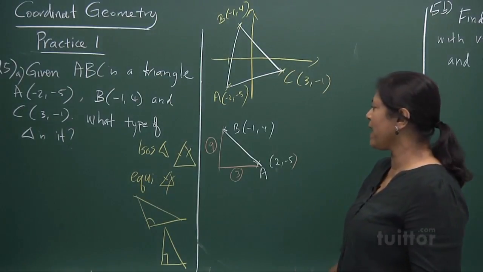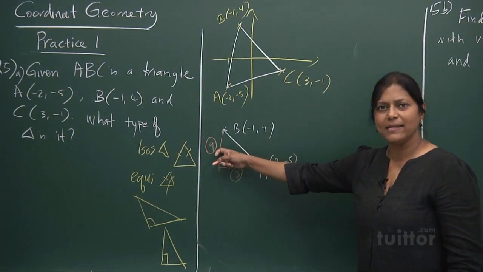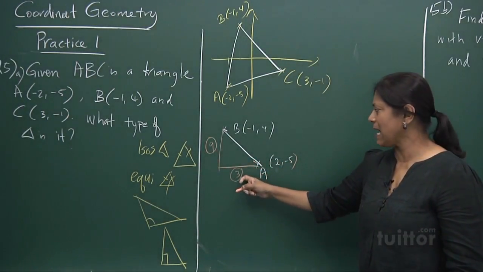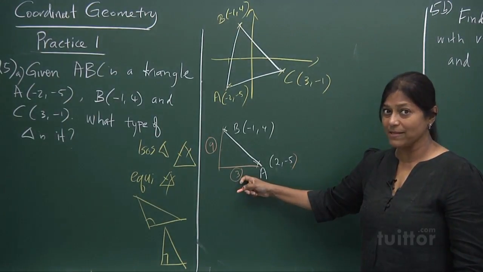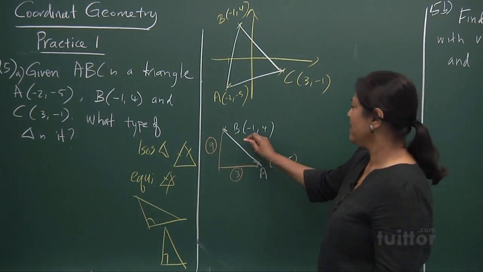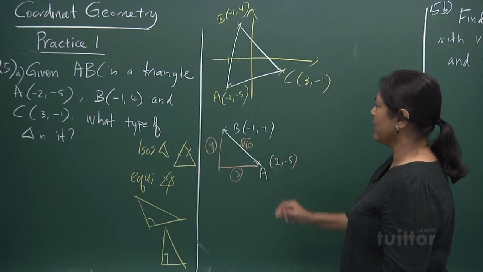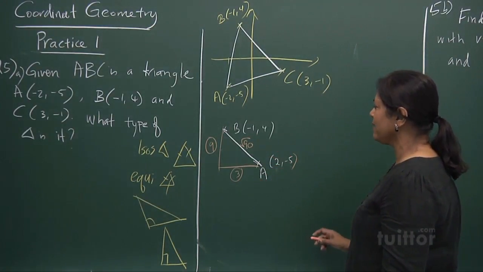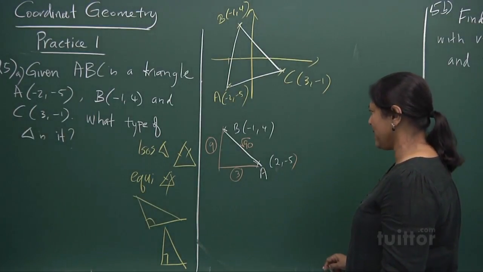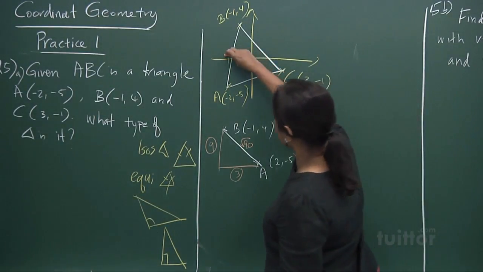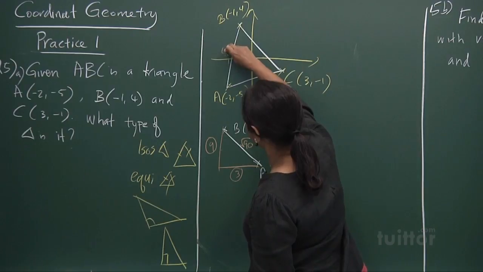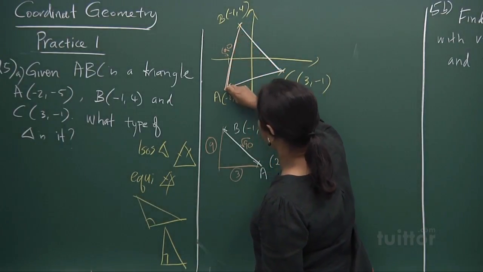So the length of AB, what's the length? 81 plus 9, the square root of it is 90. All right, you've got the length of AB, the square root of 90. Let's leave it aside. Let's find the length of BC now. All right, we've got that.